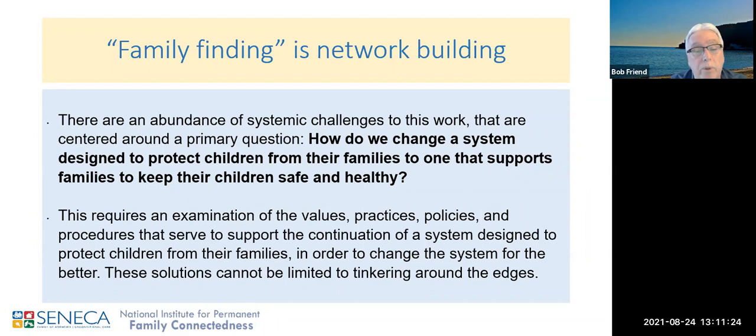And so therefore, this requires an examination of the values, practice, policies, and procedures that serve to support the continuation of the system designed to protect children from their families in order to change that system for the better. And we can't limit these changes just to be tinkering around the edges. These are fundamental system changes. We go to the next slide.